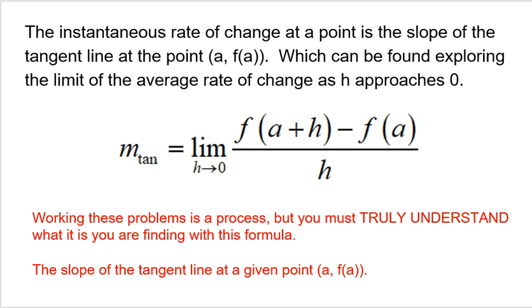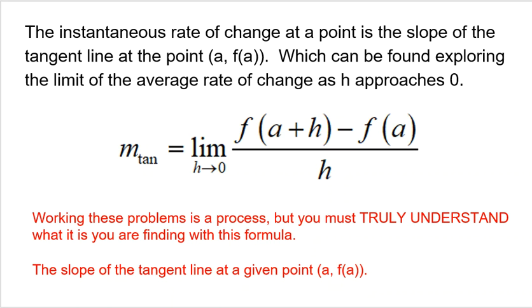To find the slope of that line, we start off by finding the average rate of change between 2 points. And we bring that second point in closer and closer. And as the distance between our 2 points gets closer to 0, basically, if it gets to 0, then I'm at that point. And again, that's the slope I'm looking for. I'm looking for the slope of the line at that one single point, a comma f of a.